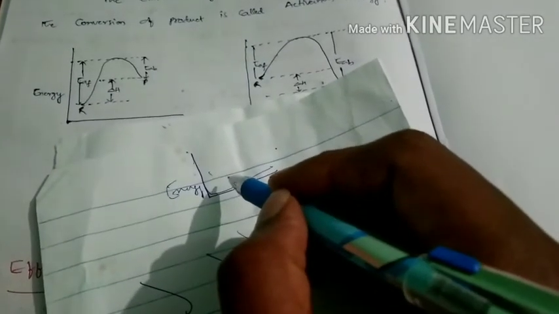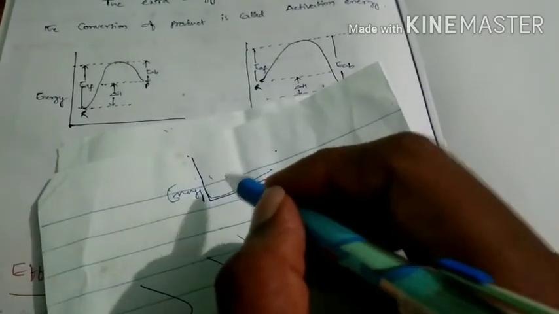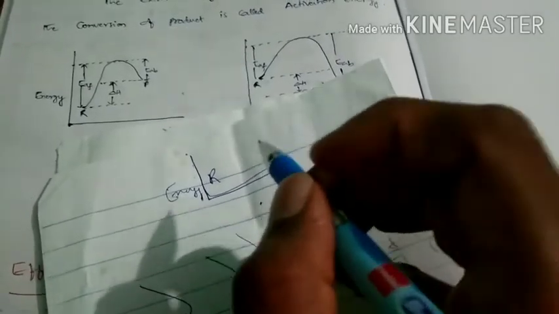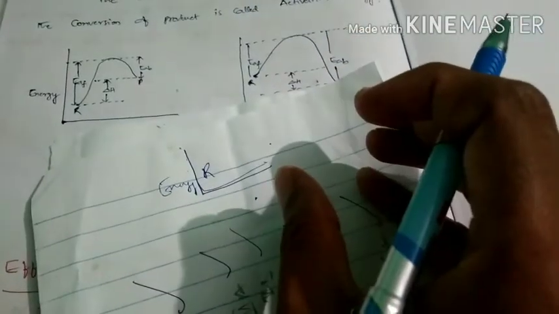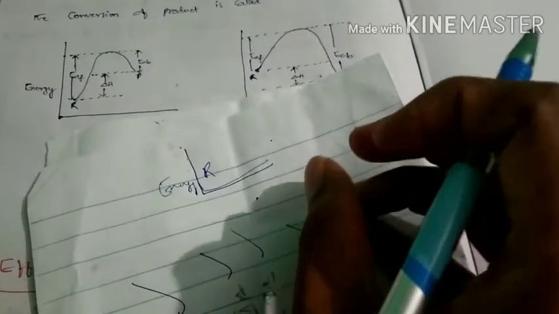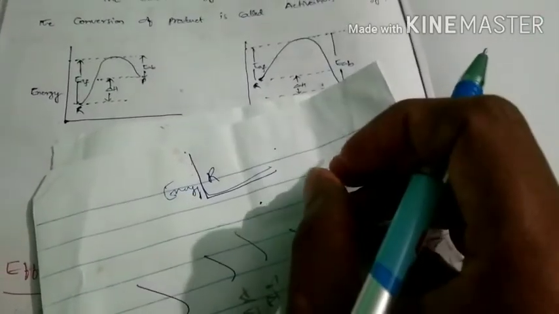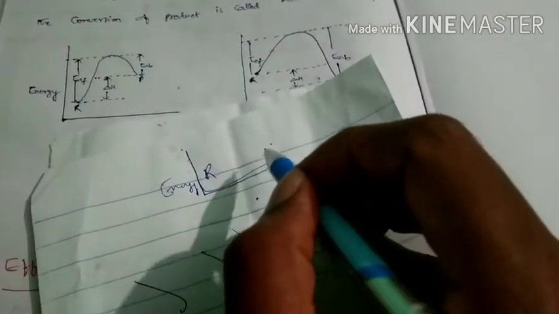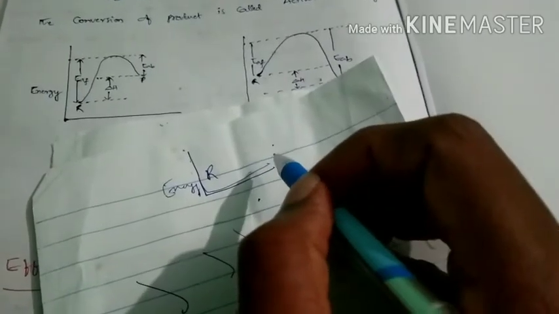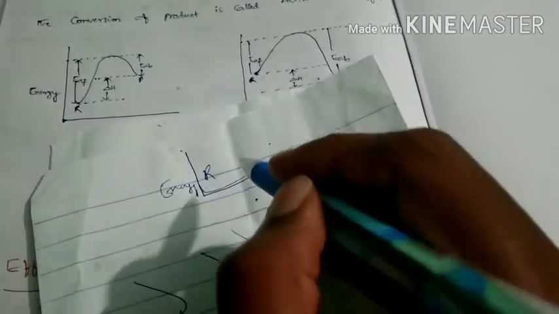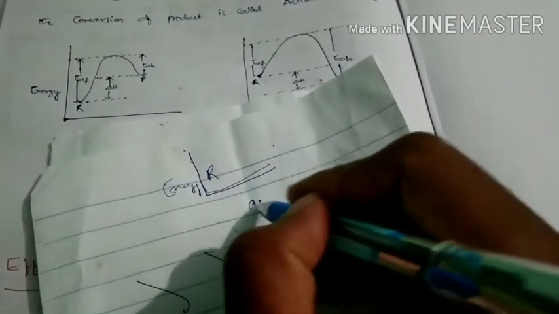Here one more point is that before starting the reaction, reactants have some energy, but that energy is not enough for the reactants to convert into products. I repeat once again, reactants have some energy, but that energy is not enough for reactants to convert into products. That means reactants need some energy, extra energy for conversion into products. Here that extra energy is called activation energy.